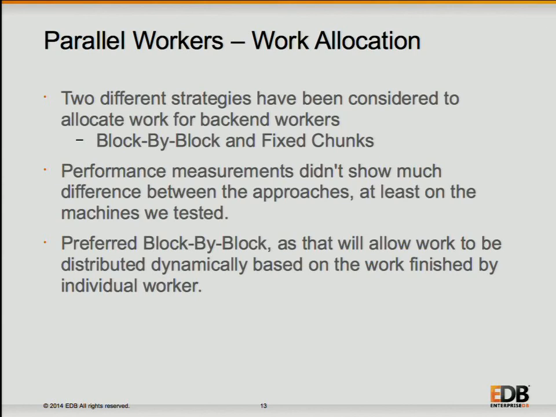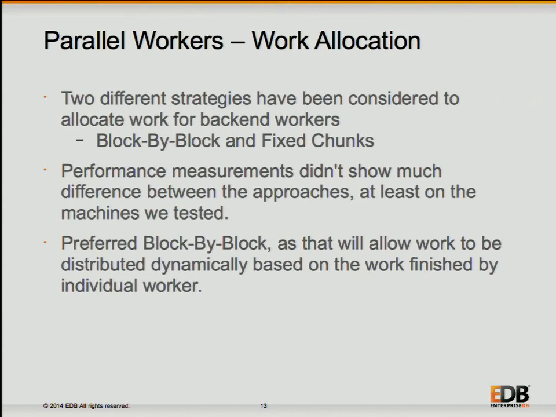So let's try to get through a couple more slides here so we have a chance to finish the talk. There is an interesting topic which Robert wants to cover, which will be quite interesting for all of you as well. The other thing about parallel workers is that there was a lot of discussion on how to divide the work between them. We know that all the parallel workers together will scan the whole table, but we have tried two kinds of strategies to divide the work among the workers. One is block by block.